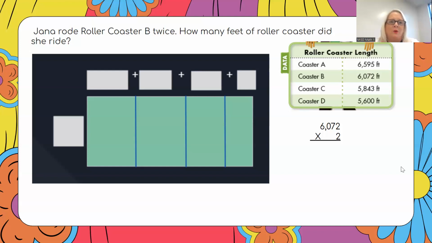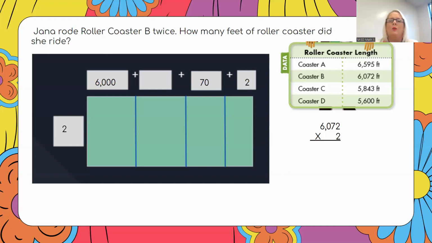So Jana rode roller coaster B twice. How many feet of roller coaster did she ride? And so we have to look up here for coaster B. Oh, wow, 6,072 feet is how long roller coaster B is. So in order to do that on the area model, we have to think, okay, let's break up that 6,072. So we're going to break it up: 6,000, we don't have any hundreds, 72. And how many times did she ride the roller coaster? Twice. So we're going to multiply it by 2.